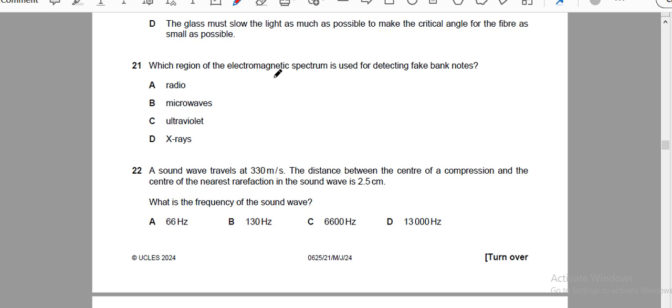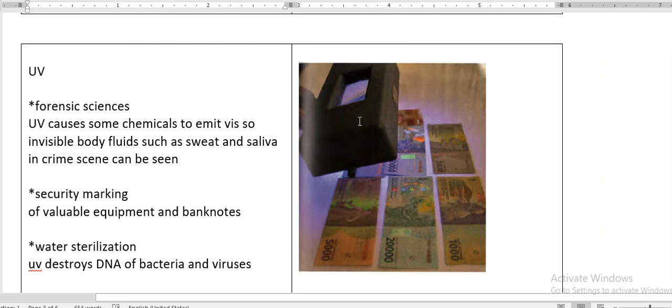Which region of the electromagnetic spectrum is used for detecting fake banknotes? It is the ultraviolet. Remember the UV scanner where you put the banknote underneath and you can see the mark here, this shiny mark.